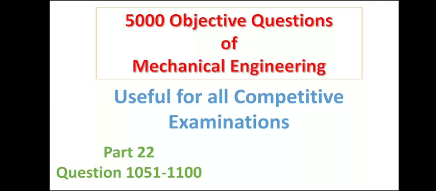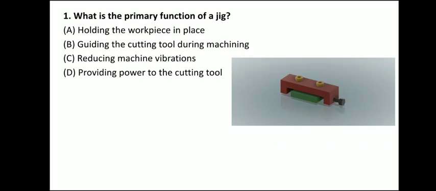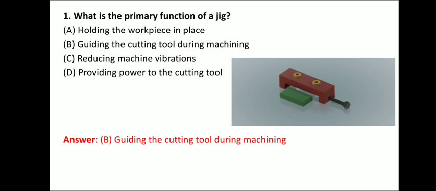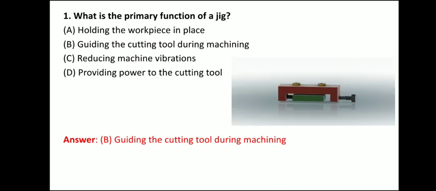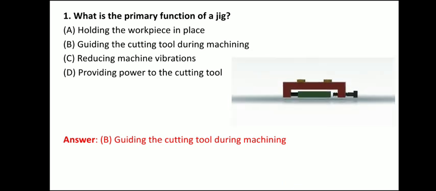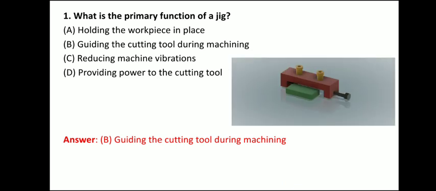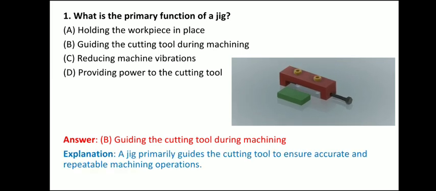So let's begin. The very first question: what is the primary function of a jig? The answer is guiding the cutting tool during machining. So the purpose of a jig is to guide the cutting tool during machining. Here you can see that with the help of a jig we can clamp the fixed workpiece, and there are bushes through which we can pass the cutting tool. So a jig primarily guides the cutting tool to ensure accurate and repeatable machining operations.